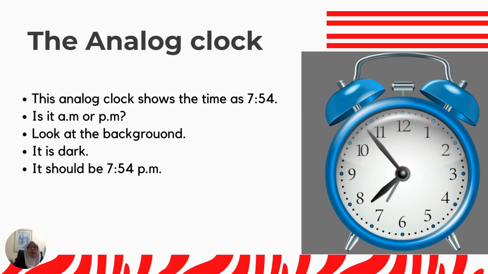Okay, because you know the short hand is between number 7 and number 8, so this is still 7, and then this is 50, because you have the 5 in between. So it's 54, but is it AM or PM? We need to look at the background. It's quite dark, grayish in color, so it should be 7:54 PM. This is when we put in the AM and PM title at the back of the numbers.